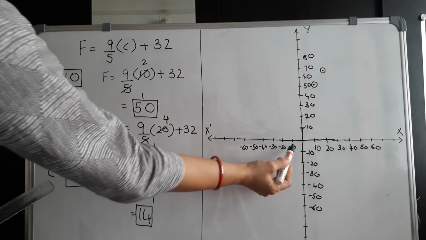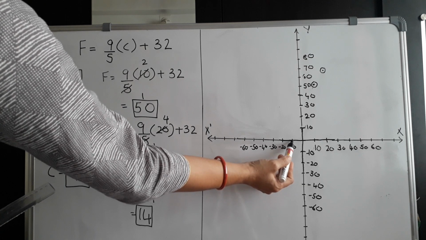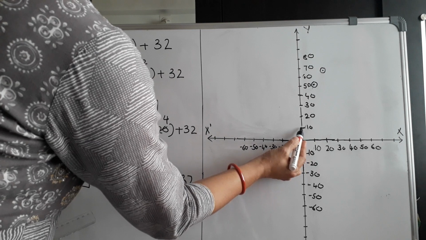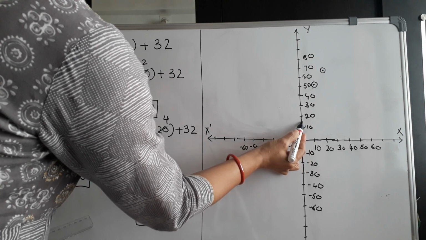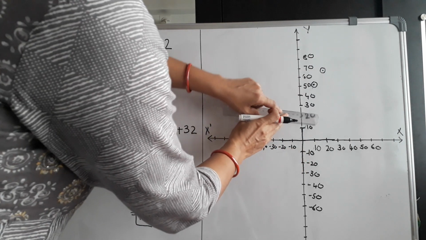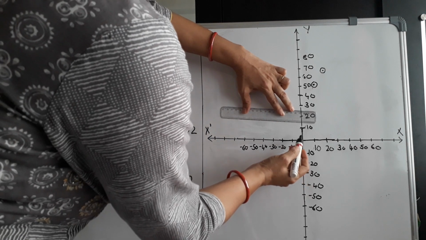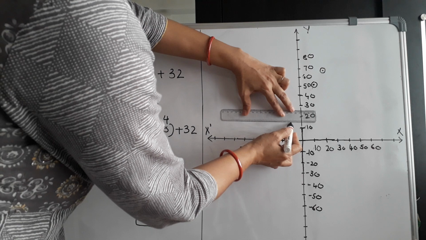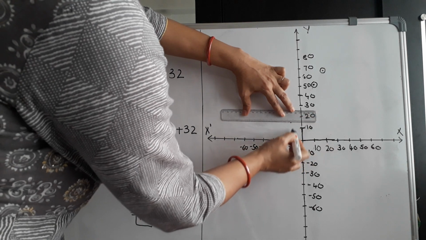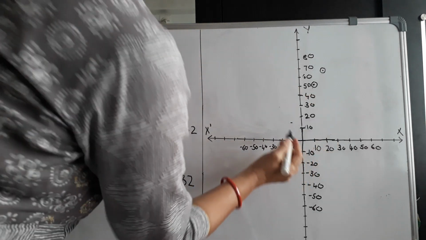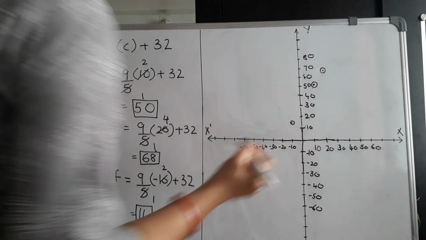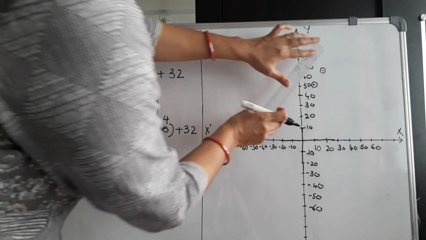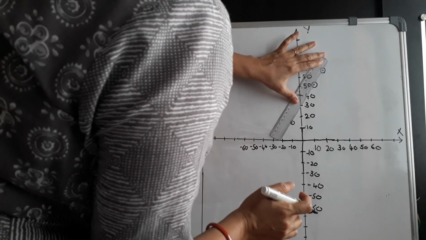Next, C is minus 10. And when C is minus 10, the value of F is 14. So this is 10, this is 20, exactly in the middle will be 15. Little lower to that will be 14. And this is your minus 10. So here somewhere will be your 14. And now let's join these 3 points using the scale.